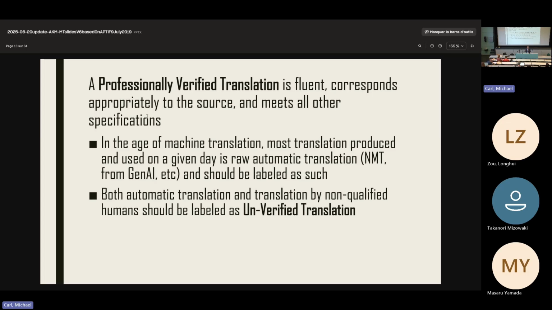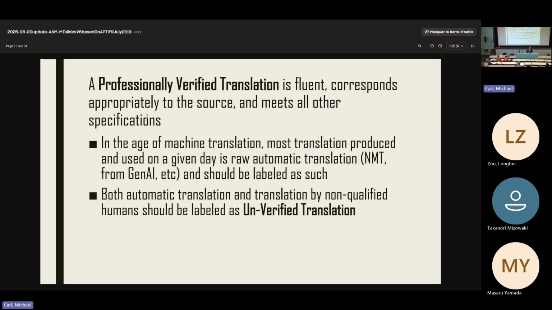But that includes two subcategories. That includes raw automatic translation, but also non-professional human translation. That is what has evolved just in the last couple of years. Now demonstrably, the translation output of a non-professional who does not do well on the American Translators Association certification exam is not clearly superior anymore to raw automatic translation. But professionally verified translation is clearly superior to raw automatic translation.